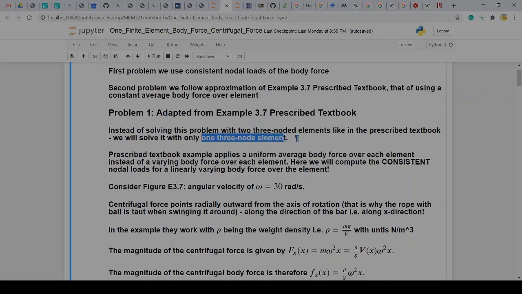But I'm going to solve it properly. And what I mean by that is, I'm going to solve the linearly varying body force as linearly varying. I'm not going to assume it to be constant over the element. And I'm going to do it with a consistent node load.